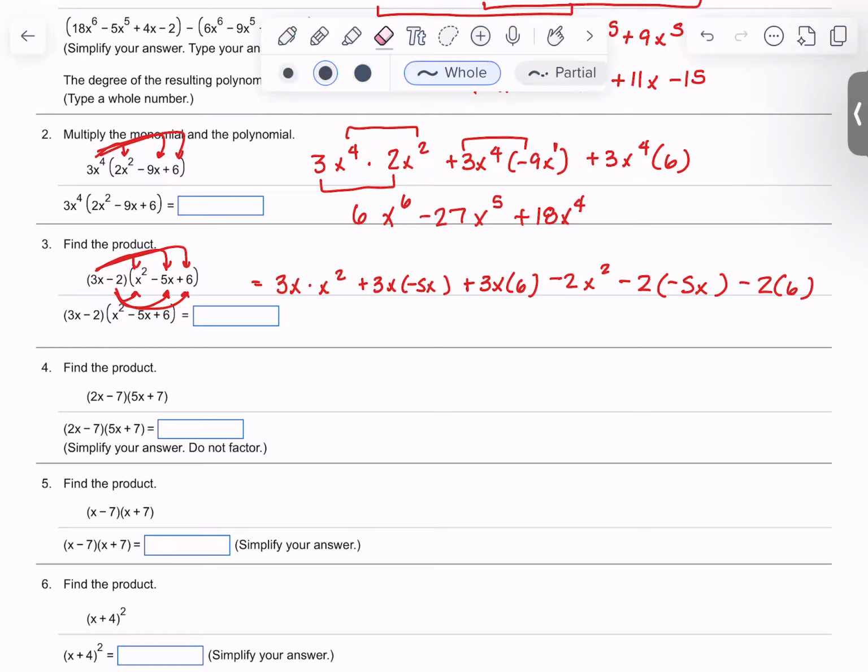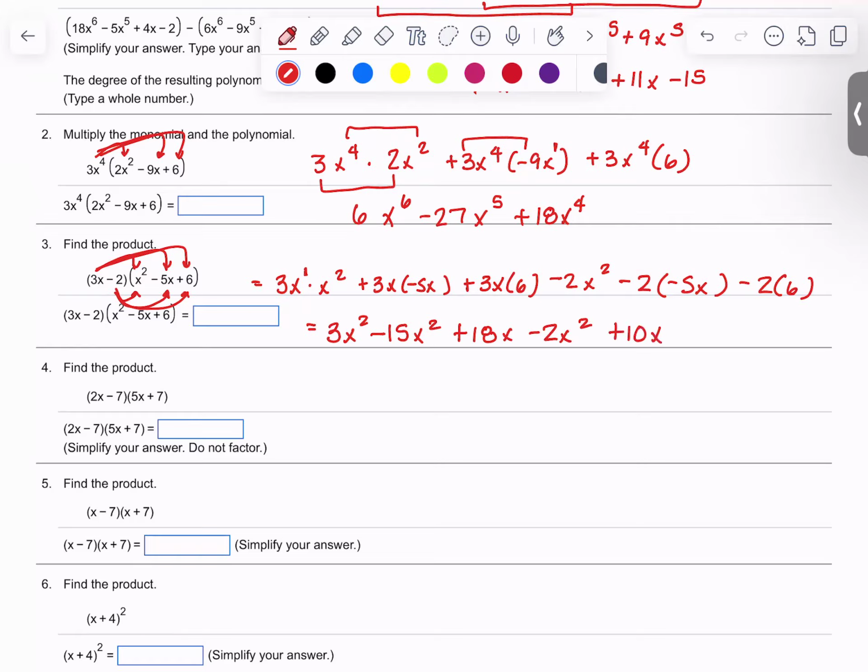We have 3x times x squared. So that's going to be 3x to the 3rd. We have plus 3x times minus 5x. It's going to be minus 15x squared. We have 3x times 6 is 18x, minus 2x squared. We have minus 2 times minus 5 is plus 10. And minus 2 times 6 is minus 12.